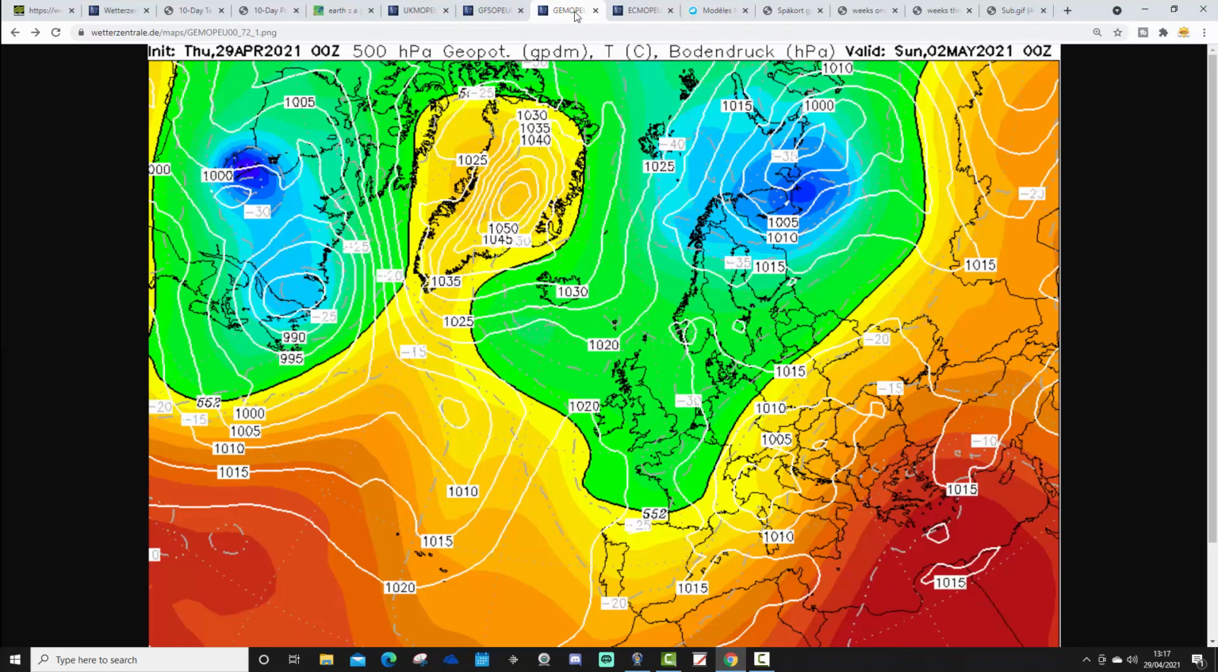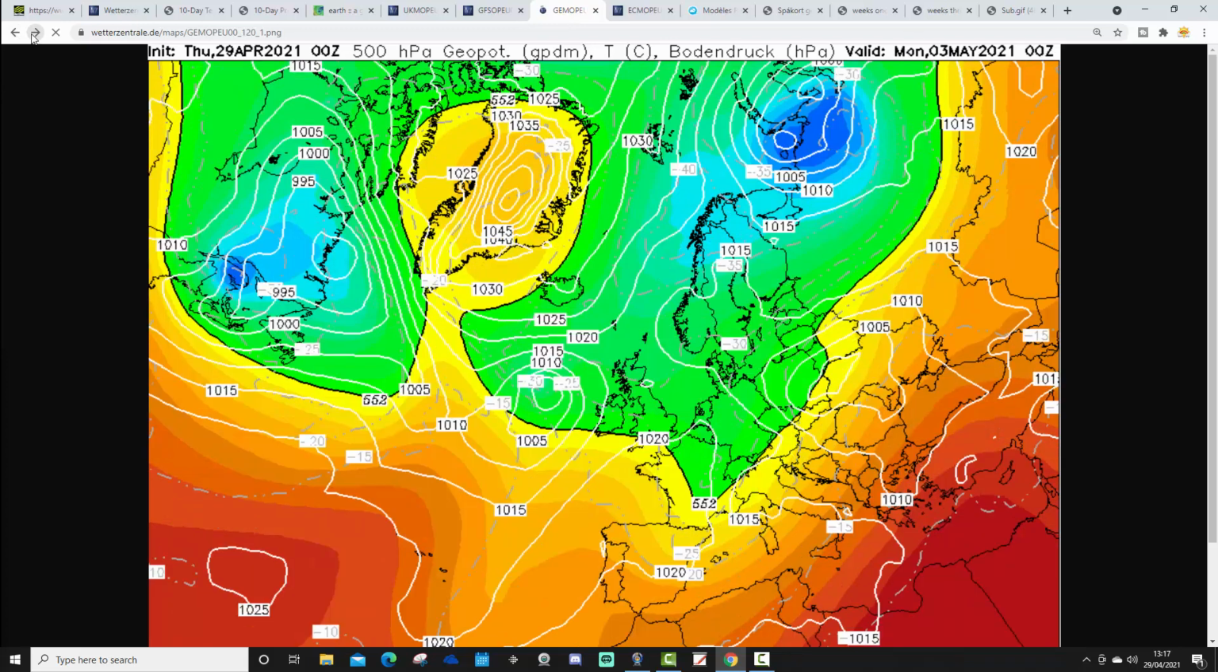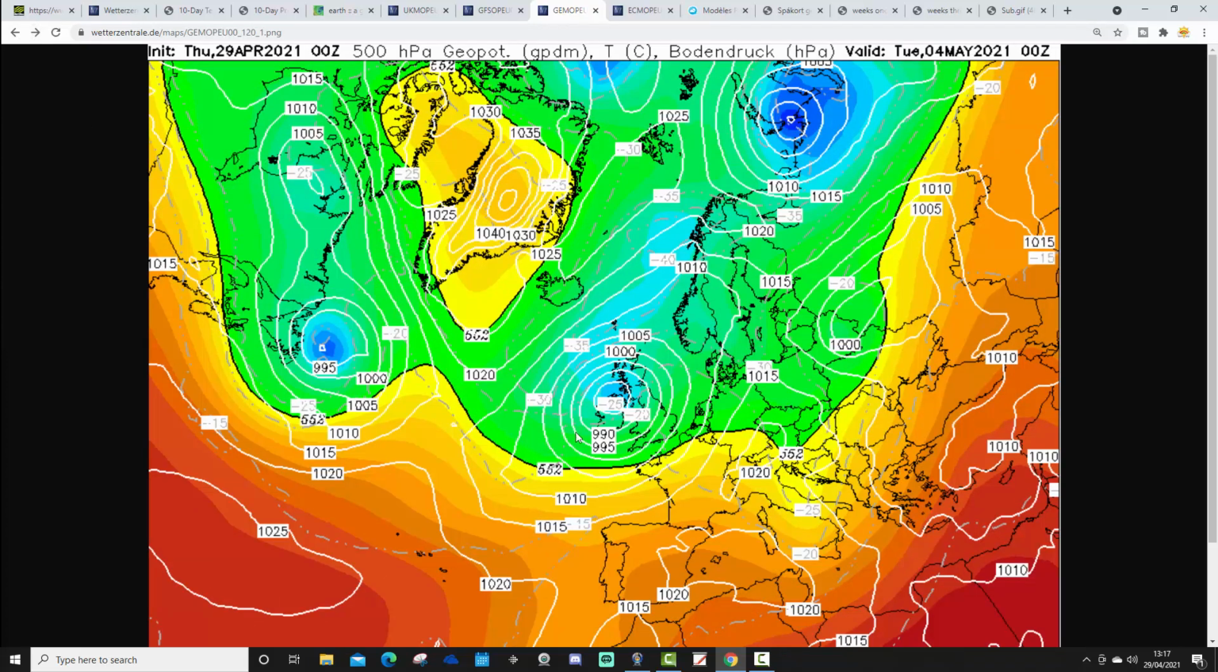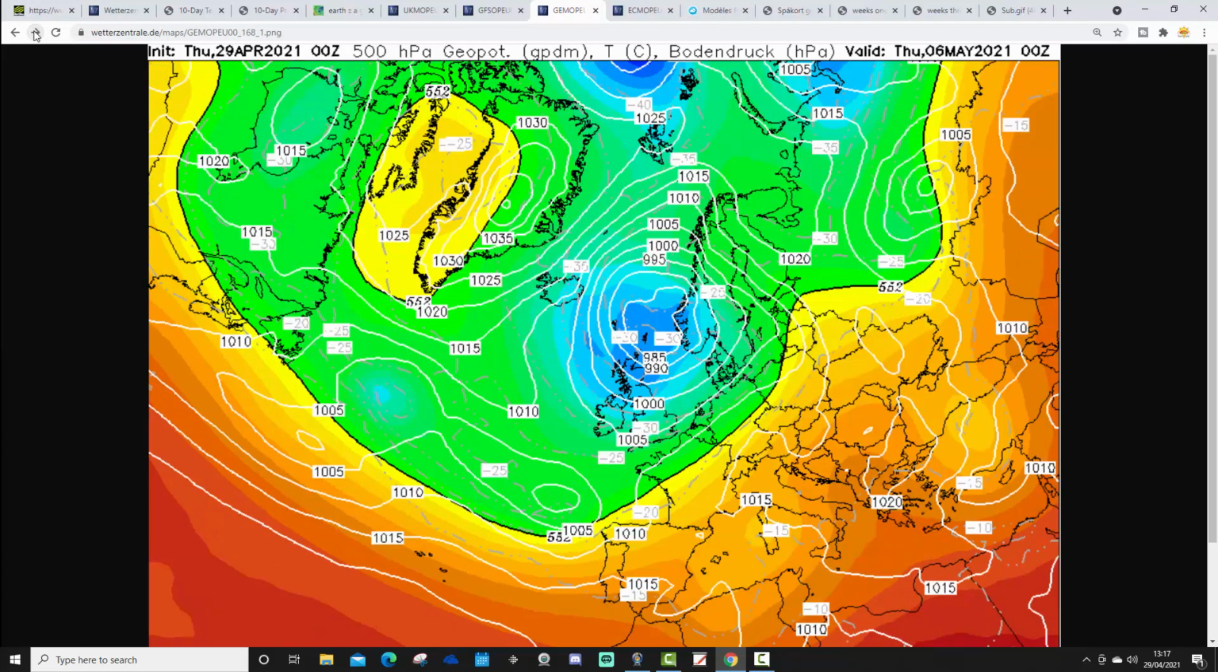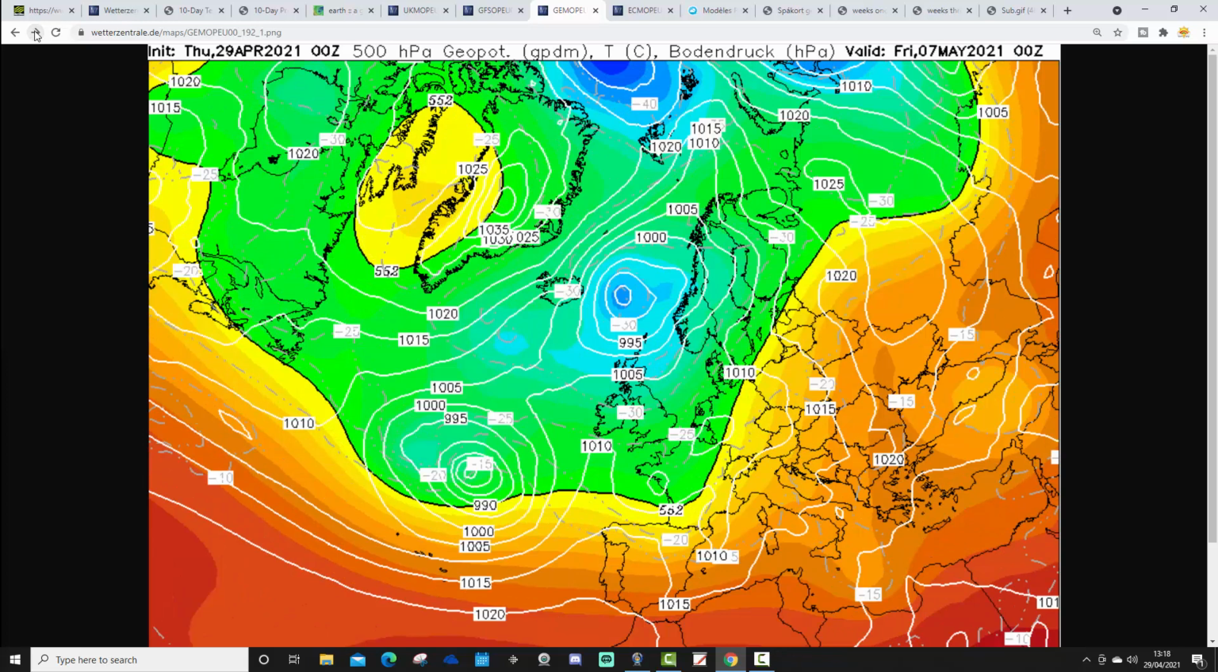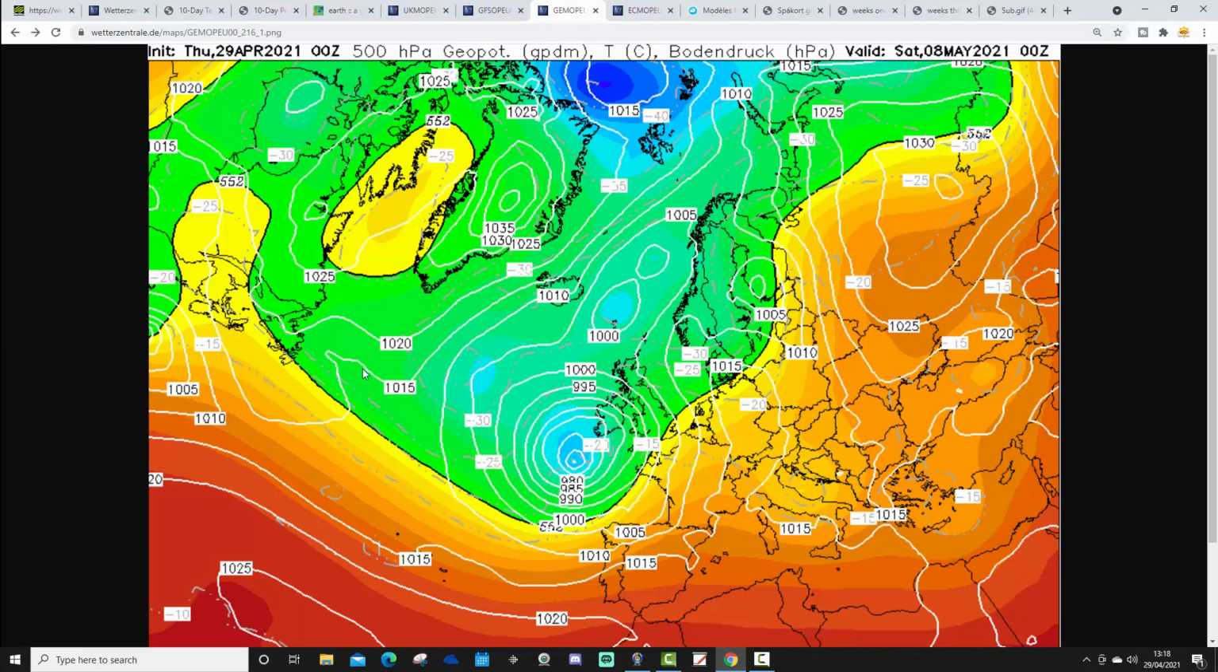Let's have a look at the GEM. Again, looking rather slack on Sunday and quite chilly too into Bank Holiday Monday and through to Tuesday. Look at this deep area of low pressure. That is what we call a dartboard low, with the centre over the top of the country. Tightly packed isobars wrapped around that low, with lots of heavy rain and strong winds as well. And we keep it very unsettled through next week.